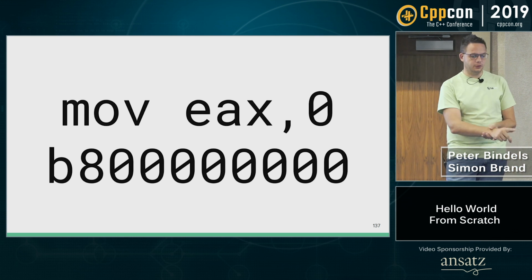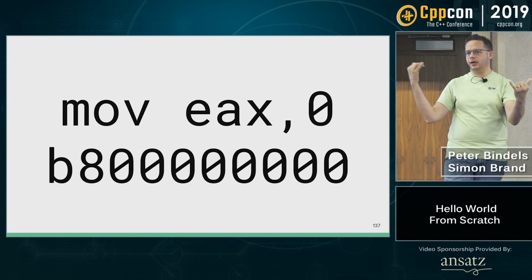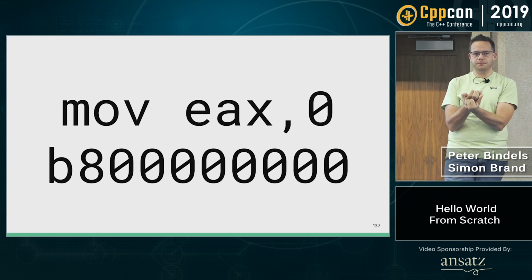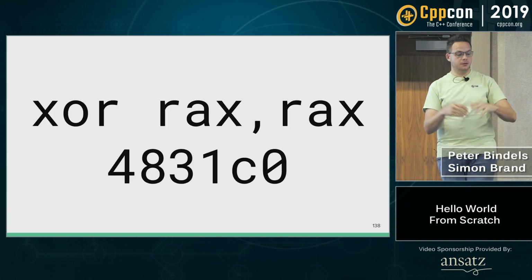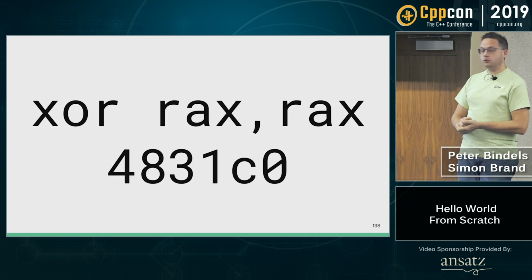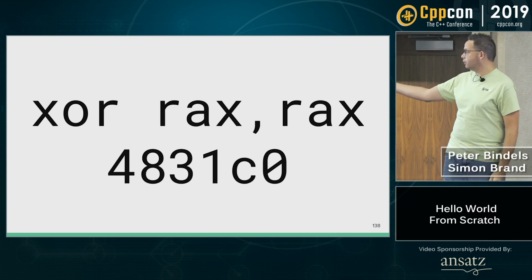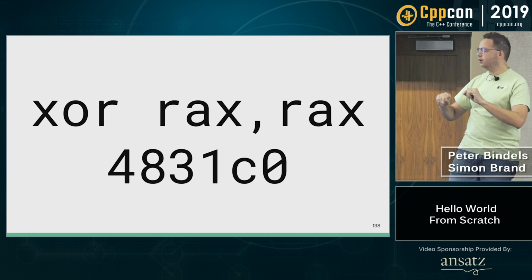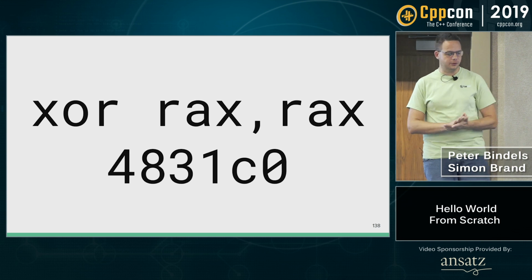But we could do better, because if we look at setting something to 0, if I take a register and XOR it with itself, that results in the value 0. So I can take an XOR of RAX and RAX and use that. Good job, we've saved it down to 3 bytes. So we have a 1-byte opcode saying this is an XOR, 1 byte saying take these 2 registers, and 1 byte saying that we want the 64-bit version because we need to clear 64 bits.